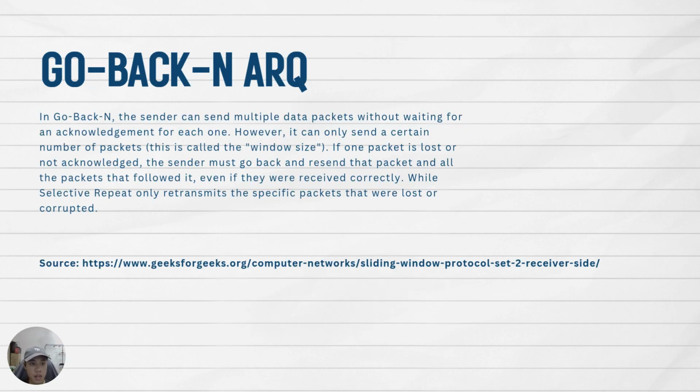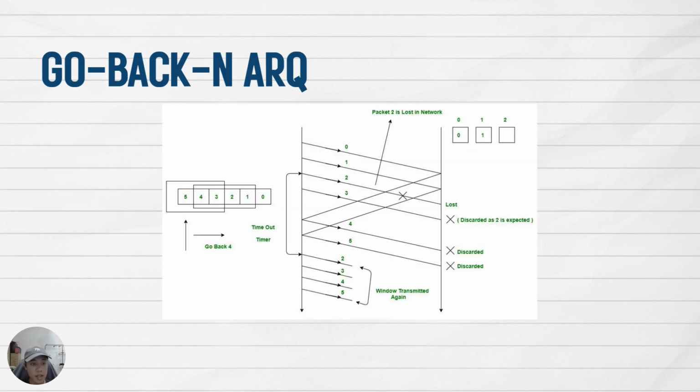Next, go back N ARQ. In go back N, the sender can send multiple data packets without waiting for an acknowledgement for each one. However, it can only send a certain number of packets. This is called window size. If one packet is lost or not acknowledged, the sender must go back and resend the packet and all the packets that followed it, even if they were received correctly. We got our sources from GeeksforGeeks as usual. This is the visual representation of go back N ARQ.